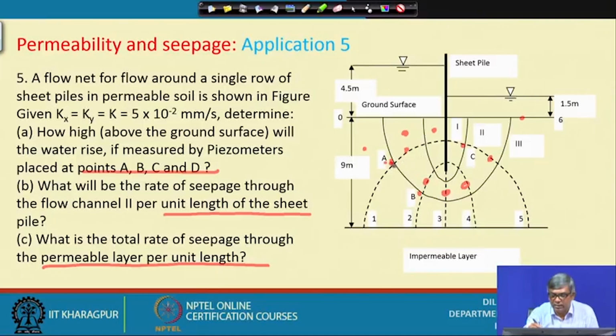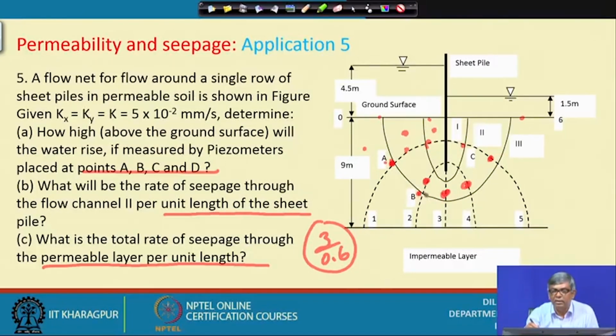As mentioned, at the equipotential line at this point only one drop has taken place, and the total head is 4.5 minus 1.5, that means 3. So the head loss going from here is 3 meters, and it is lost over 6 drops, 1, 2, 3, 4, 5, 6. So each drop will be 3 by 6. That means in each drop it is this much. It was 3 here, so at A it will be 3 minus this much.